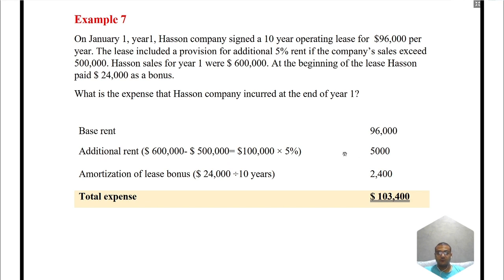Okay, and he told you that there is a bonus of $24,000. That bonus will be amortized over the lease life. Where is the lease life? He told you he signed the 10-year operating lease. So the lease life is 10. So I'm going to say the bonus 24,000 divided by 10 years will give you $2,400. So I'm going to take 96,000 plus 5,000 plus 2,400, which will give you what? The total expense that Hassoun Company incurred at the end of year one: $103,400. Okay.